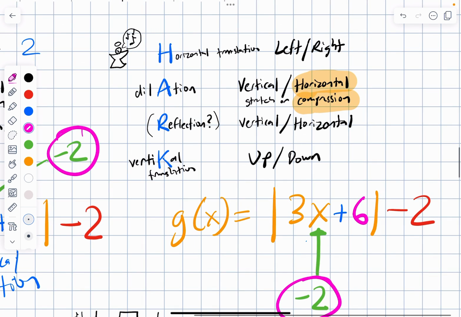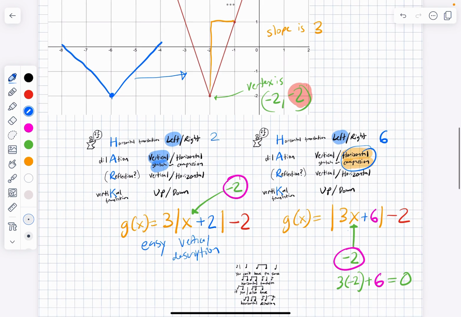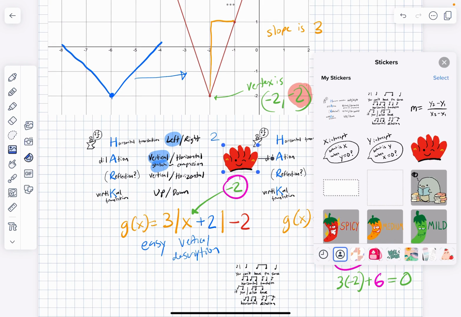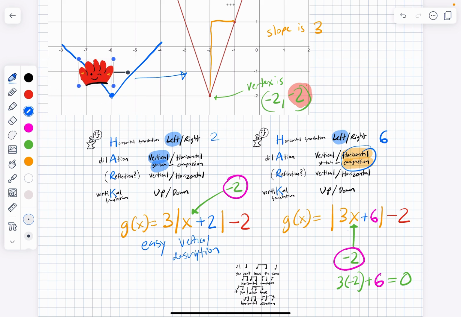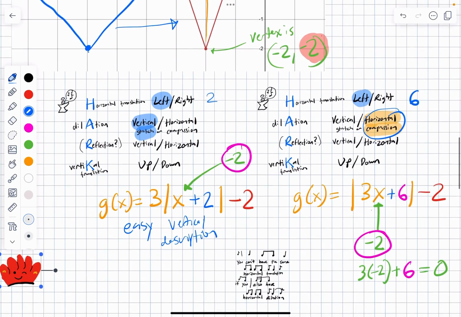So we would say it actually went to the left 6 and was horizontally compressed by a factor of 3. So if it went over here, left 6, and then it gets compressed this way. Imagine we have a hand. Oh, I have Mr. Mittens. Imagine Mr. Mittens is coming over here and squeezing it to not just make it steeper, but also squeeze it towards the y-axis. So that's our two equations that I could describe this vertically and horizontally.